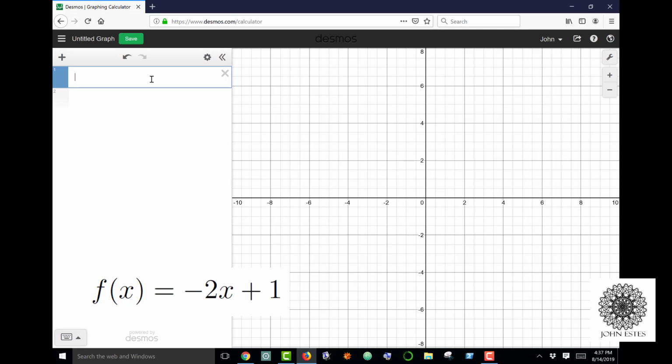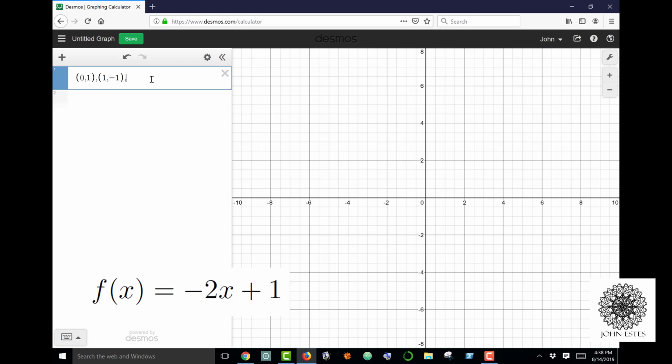Alright, now what I want to first do is plug in some values. Remember, you plug in an x, the result, your function value, is a y coordinate. So when you plug in an x, you get a point. For example, if I plug in 0 for x into negative 2x plus 1, that becomes 0 plus 1. So I get the point 0, 1. There's my first coordinate on this graph. Now if I plug in 1 for x, that becomes negative 2 plus 1, which becomes negative 1. There's my second point, 1, negative 1.